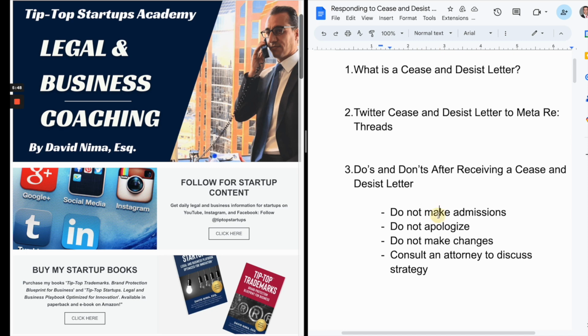The first thing that you don't want to do in any response to a cease and desist letter is make any admissions. You don't want to say things like, you're correct, we are misappropriating this. Okay, you don't want to make any admissions. You generally want to deny the allegations to the extent that you have grounds to deny them, and you've got to consult with an attorney on it. But what you don't want to do is just make any admissions.